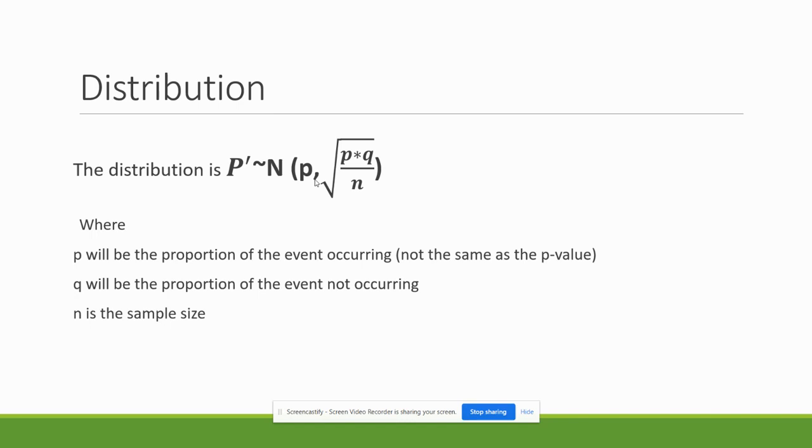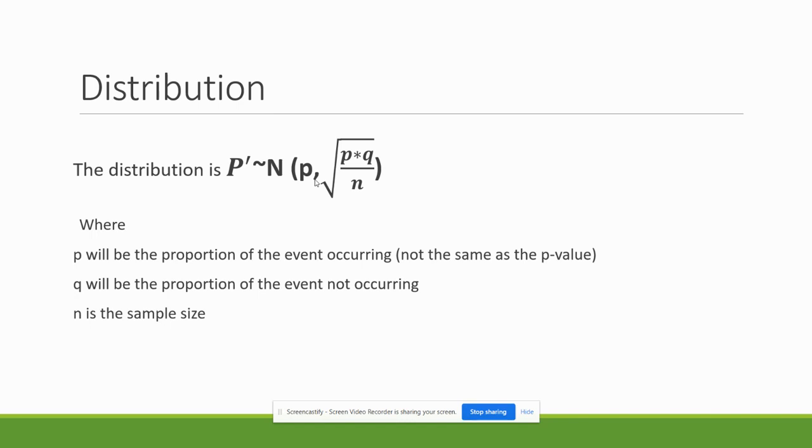Distribution. Okay, we've seen distribution before. This one's just a little different. We use a capital P with that little hat at the top, approximates the normal, with P as the mean. And remember, P for this is the proportion of the event occurring, not the p-value. And Q will be the proportion of the event not occurring.